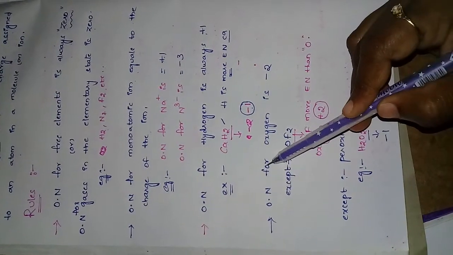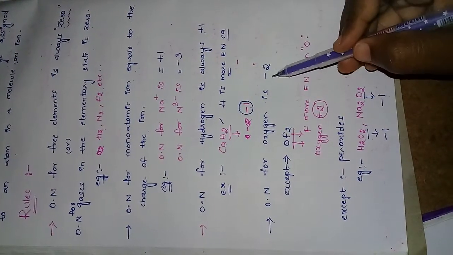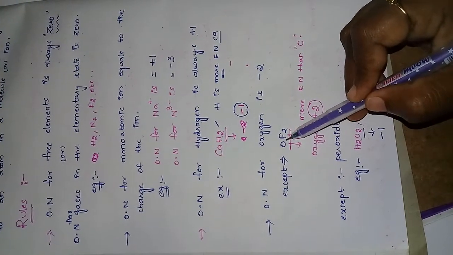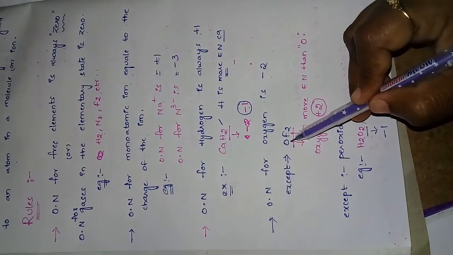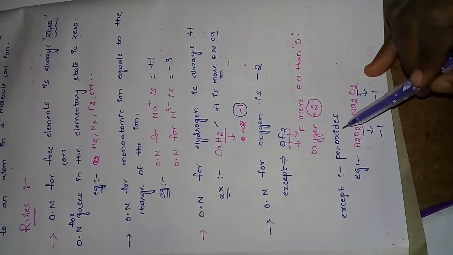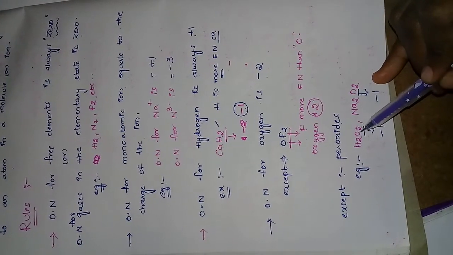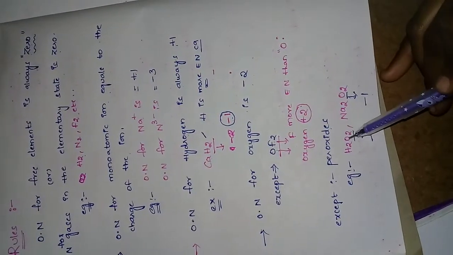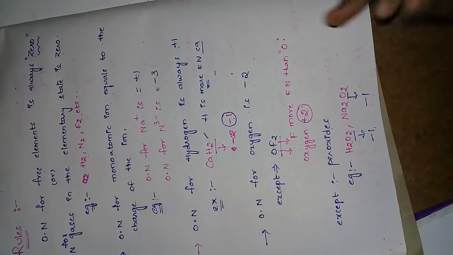Here oxidation number for oxygen is always -2. In the exception OF2, because fluorine is more electronegative than oxygen, oxygen gets +2 charge. And then coming to peroxides, in the peroxides oxygen oxidation state is -1. Example, H2O2, Na2O2, etc.